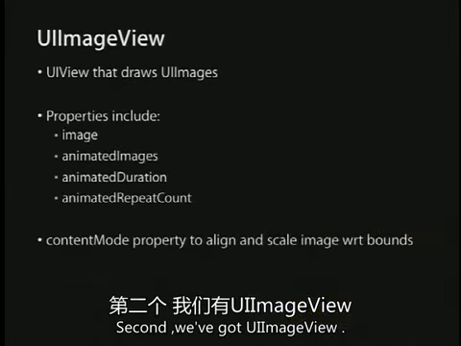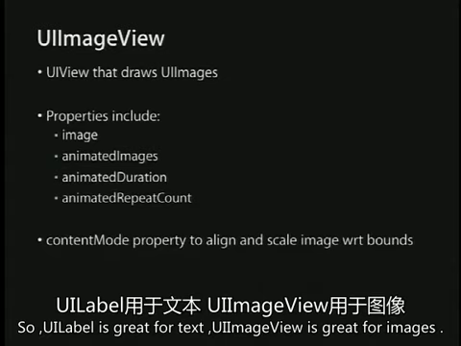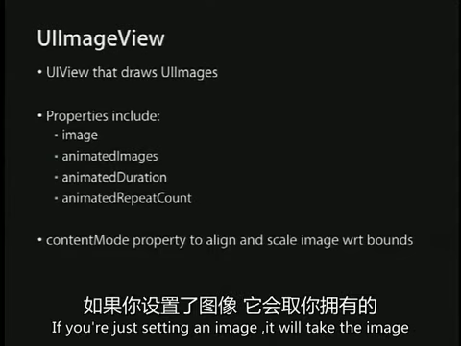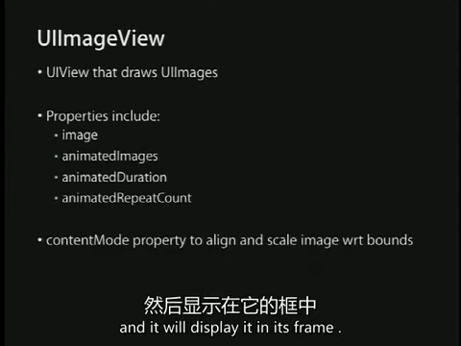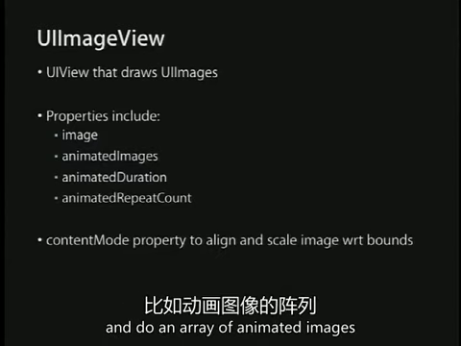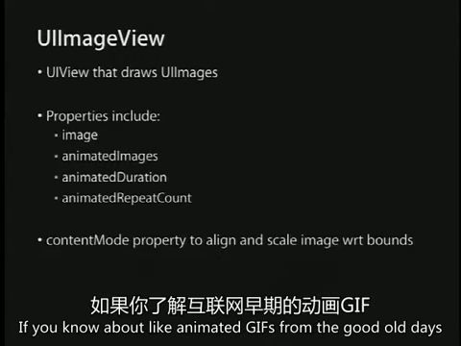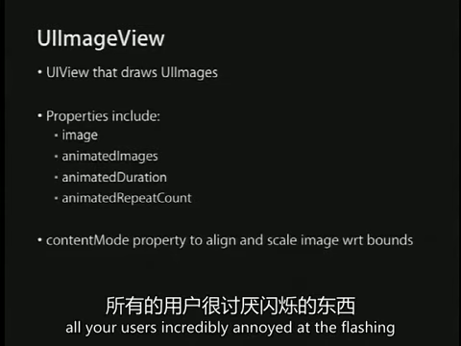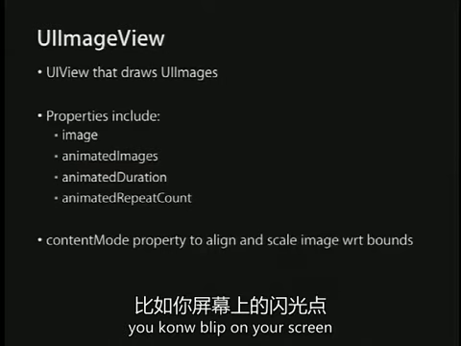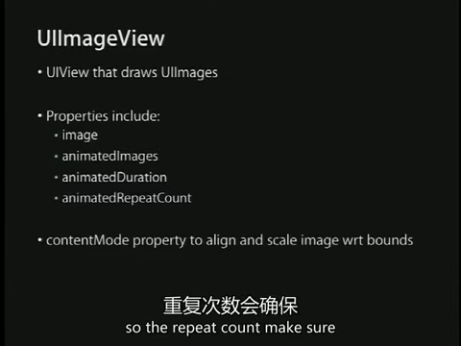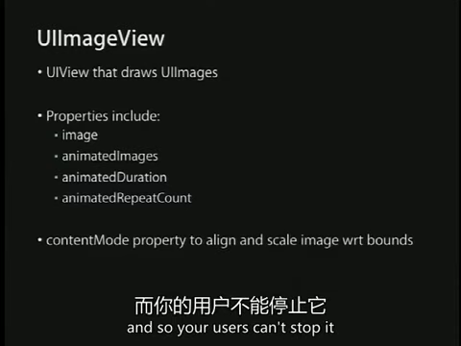Second, we've got UIImageView. UILabel is great for text. UIImageView is great for images. There are a few properties on it. They include image. If you're just setting an image, it'll take the UIImage you've got and display it in its frame. You can get a little more complicated than that, though, and do an array of animated images. If you know about animated GIFs from the good old days of the internet, this basically lets you do that. So you can have all your users incredibly annoyed at the flashing blip on your screen. You can set the animation duration and the repeat count. The repeat count makes sure that animated GIF keeps repeating forever so your users can't stop it.